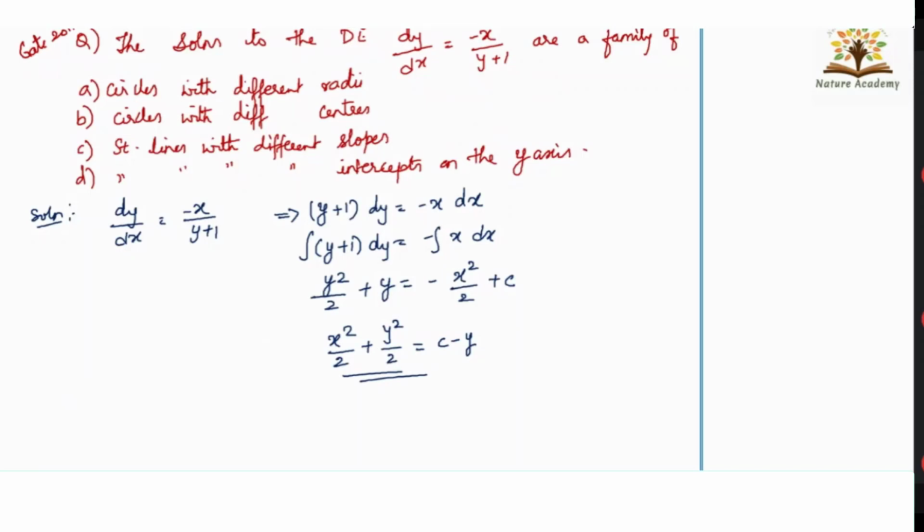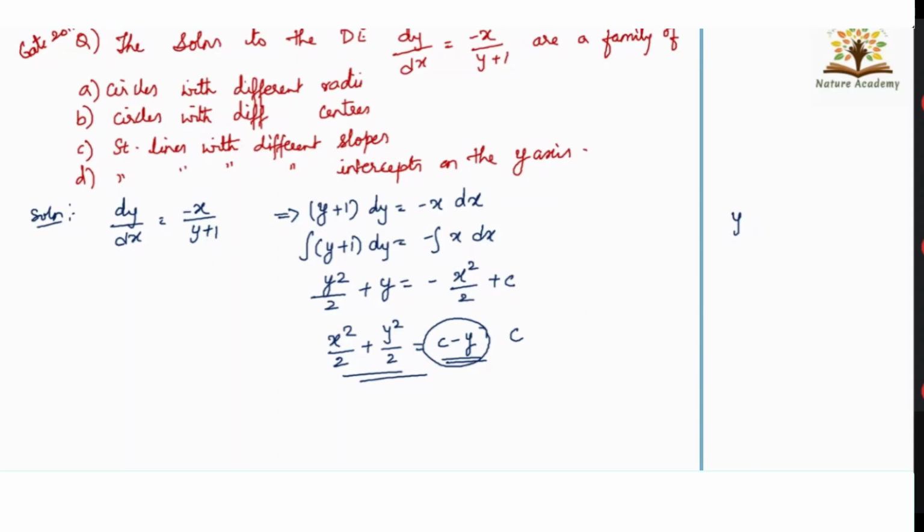Now based on this equation, first of all, I can say that it is the equation of a circle. It is representing the family of circles. But the family of circles with different centers or different radii? For sure it will be different radii, because this is the radius part. And this will also be a constant.